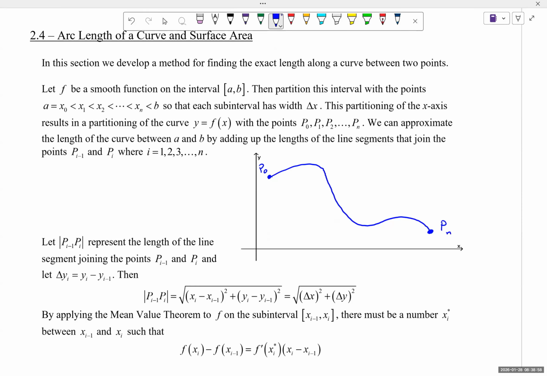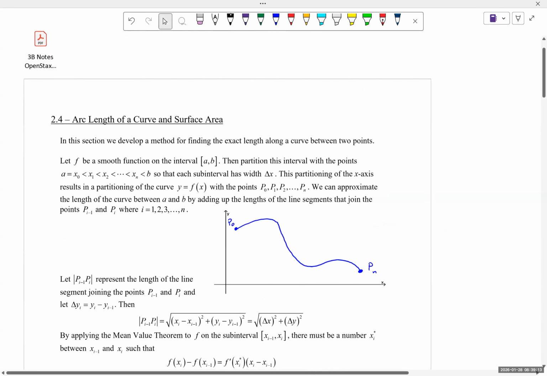Now, we want to find the length of this curve between P0 and P sub n. Something we couldn't do before. We could find lengths of line segments, right? Remind me, how did that work when you found the length of just a line segment like this?